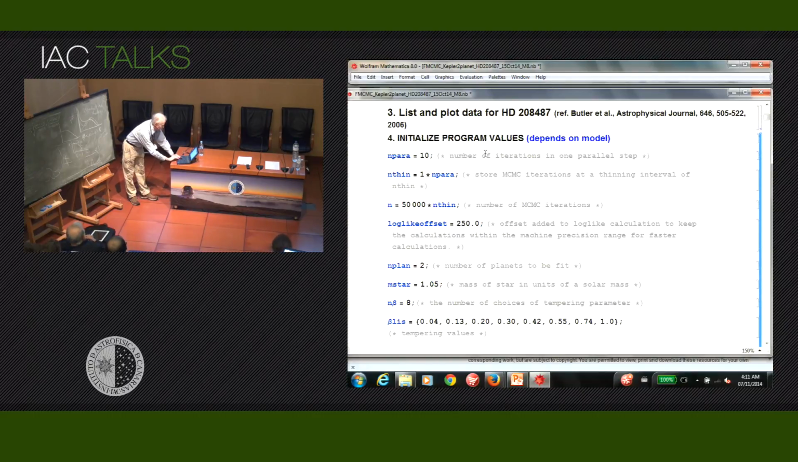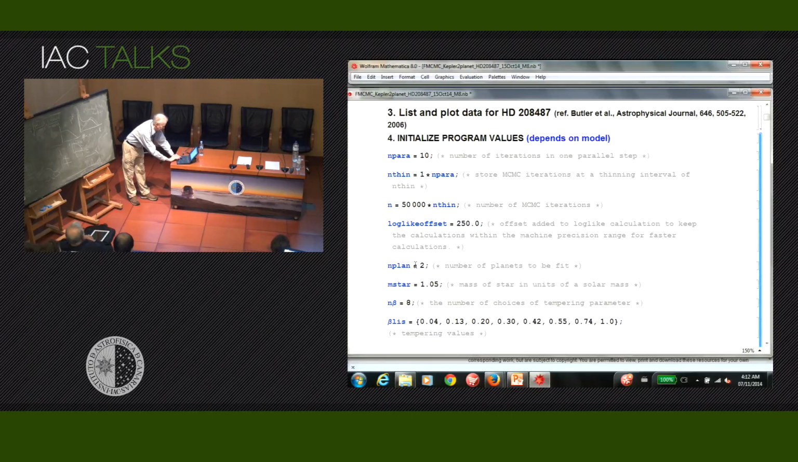So there's a number of iterations in one parallel step. I typically do 10. And then I can thin the observation so that I can store a certain fraction, and that's some number times n parallel. In this case, I'm going to thin it by 10. And the total number of iterations that I'll do will be 50,000 times 10 then in this case. So you can easily change that.